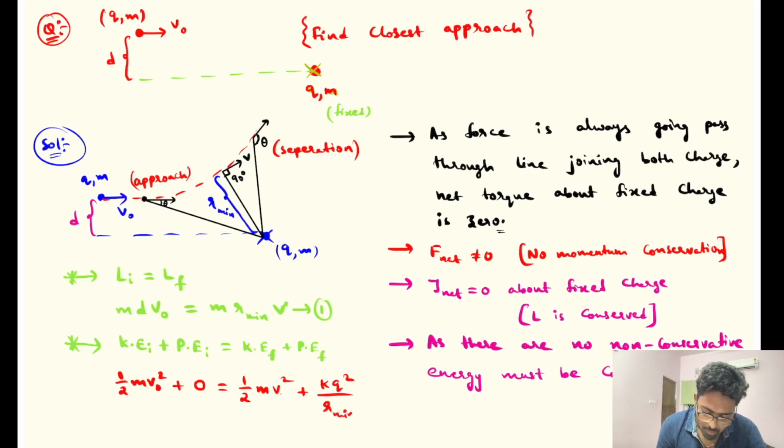So you can see there are two unknowns: one unknown is v, and another unknown is r minimum. And we got two equations. By solving these two equations, as we have only two unknowns, you can find the value of r minimum. So I hope this concept is also clear to you.